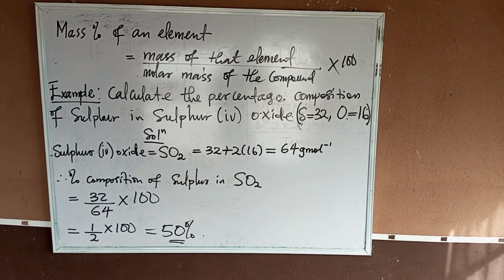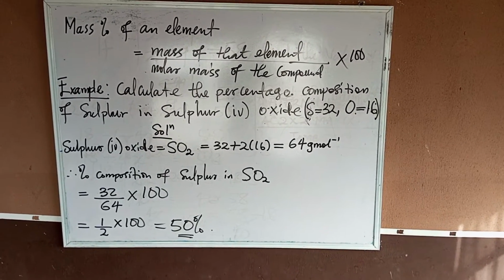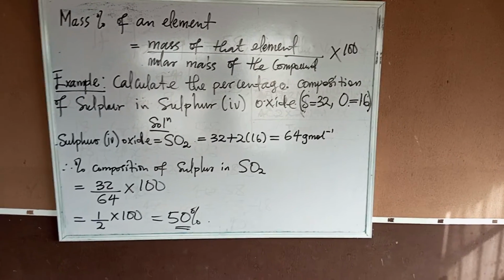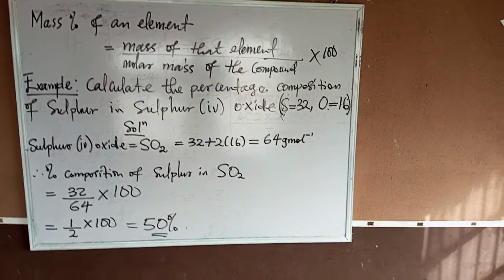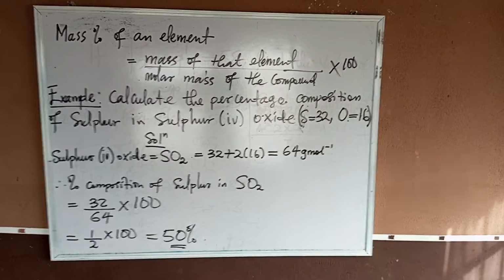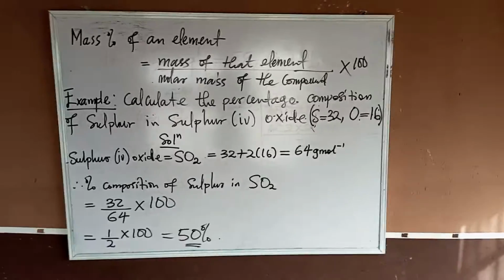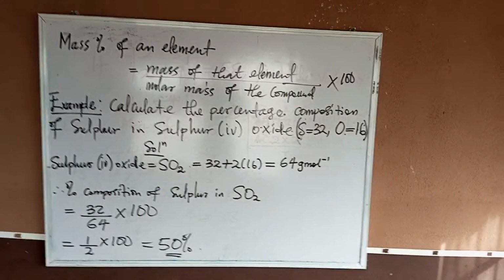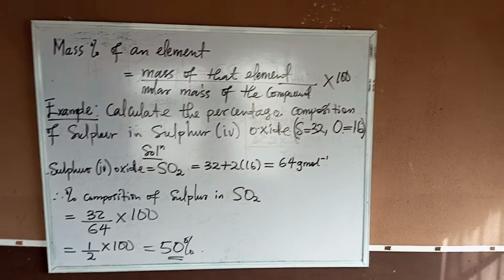Therefore, percentage composition of sulfur in sulfur IV oxide is now 32, which is for sulfur, over 64, which is for sulfur IV oxide. We multiply by 100 and that gives us 50%. Since sulfur IV oxide has oxygen and sulfur, and sulfur is already taking 50%, oxygen will take the remaining 50%. But in a situation whereby the compound has more than 2 elements, then we cannot assume that one of the elements will take the remaining 50%, meaning that the remaining 50% will be shared among the remaining elements.